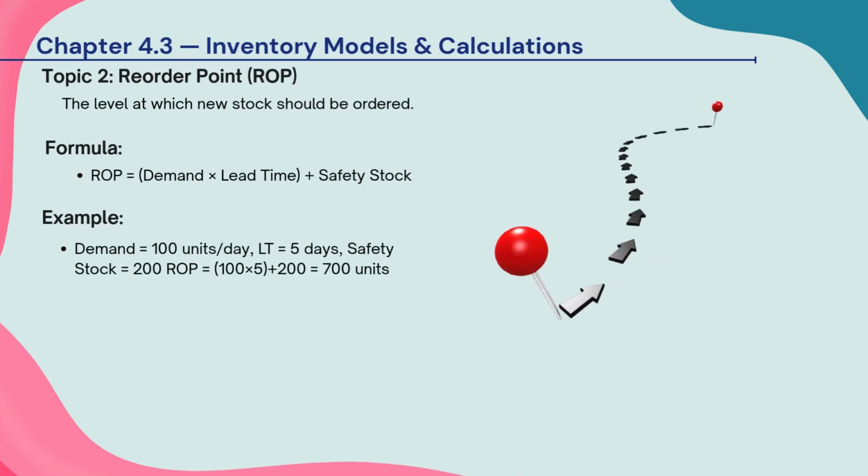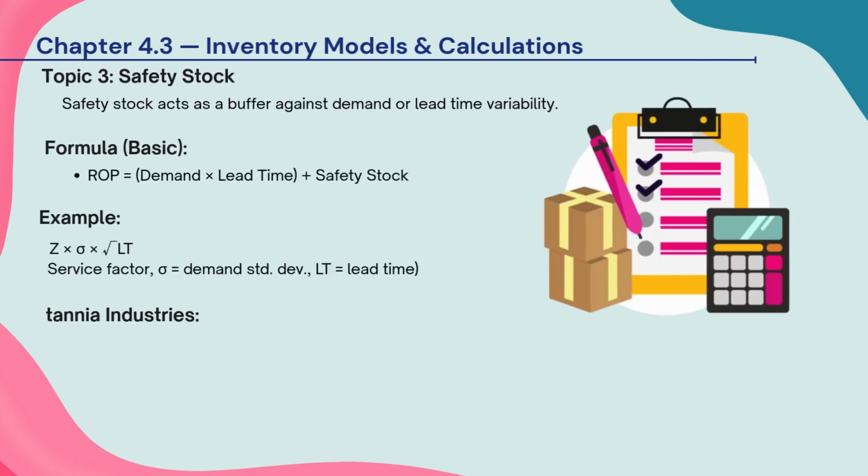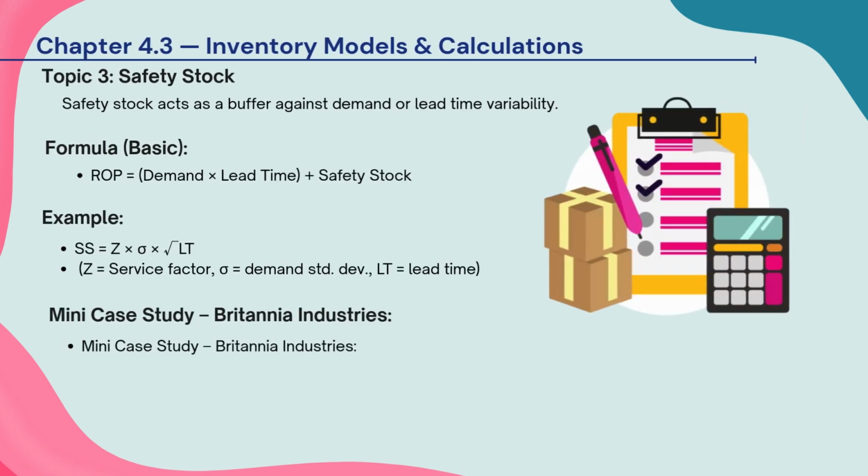EOQ helps companies avoid both overstocking and too frequent ordering. Reorder point is the stock level at which we should place a new order so that stock doesn't run out during lead time. The formula is ROP equals demand times lead time plus safety stock. In this example, daily demand is 100 units, lead time is 5 days, and safety stock is 100 units. So, ROP equals 100 times 5 plus 200 equals 700 units. This means when inventory reaches 700 units, a new order should be placed to avoid stockouts. Safety stock is extra inventory kept as a buffer to protect against demand fluctuations and delivery delays.